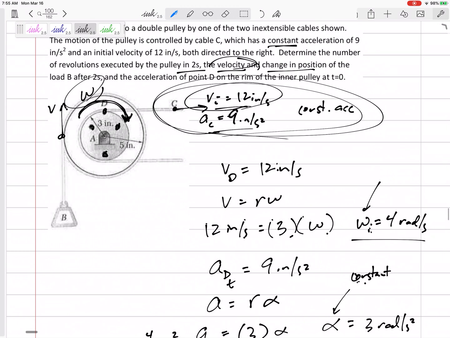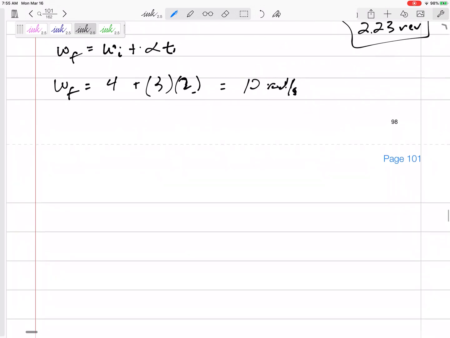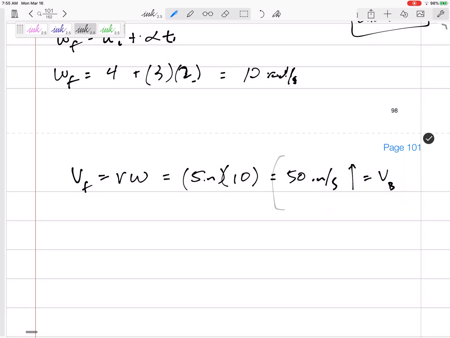But it wanted the velocity of load B. Well, let me first find the velocity. Let's call this point F. Let me find the velocity of point F. It is 5 inches away from the center of rotation, and omega is 10 radians per second, so 50 inches per second, not squared, 50 inches per second up is the velocity of F, which is also the velocity of load B.